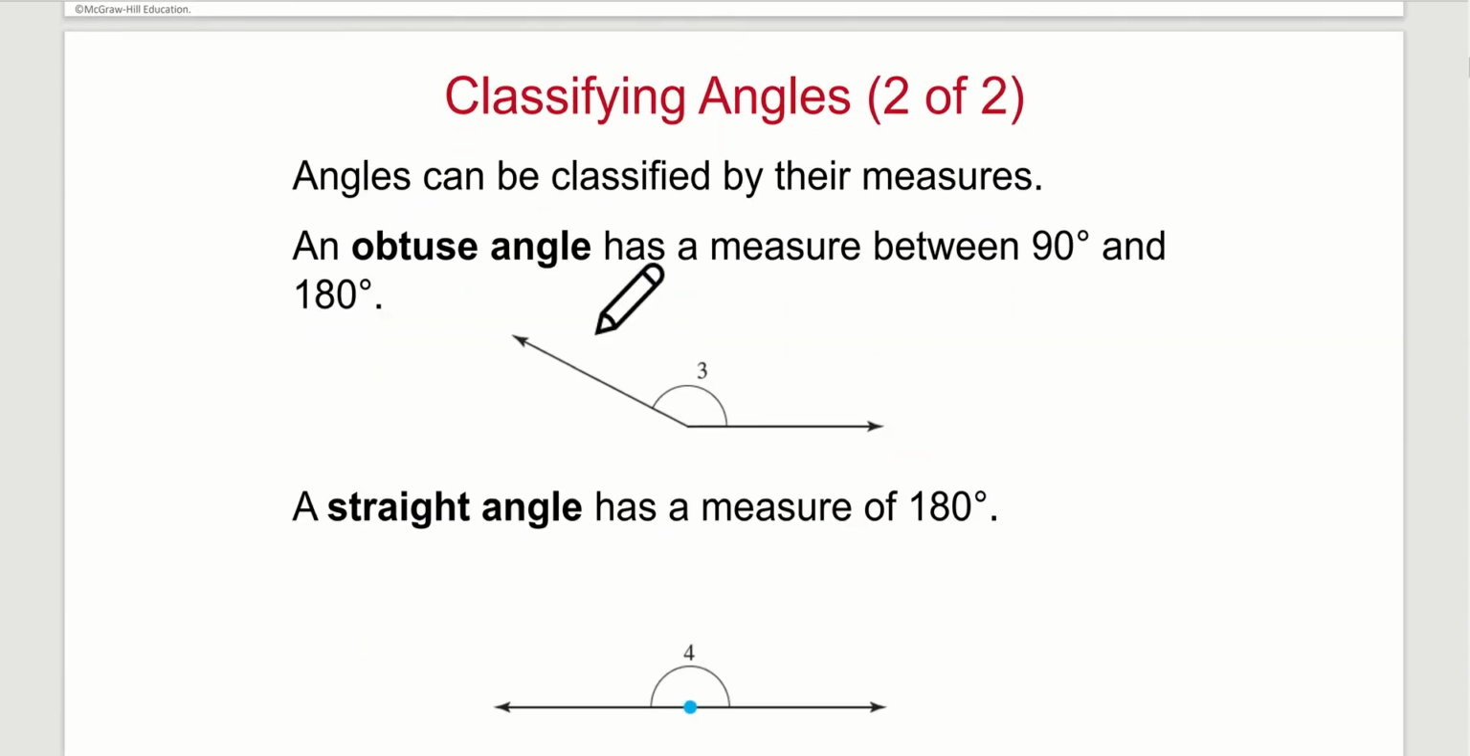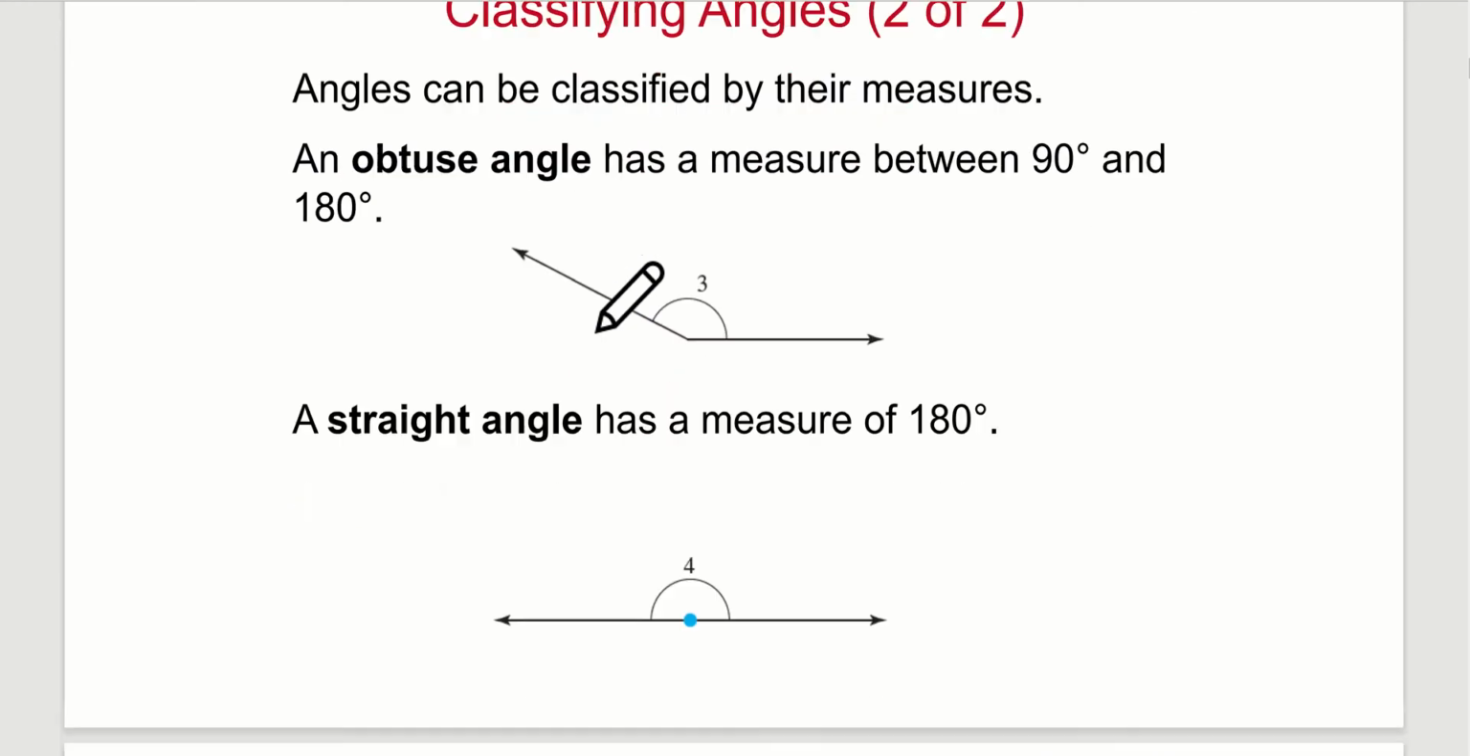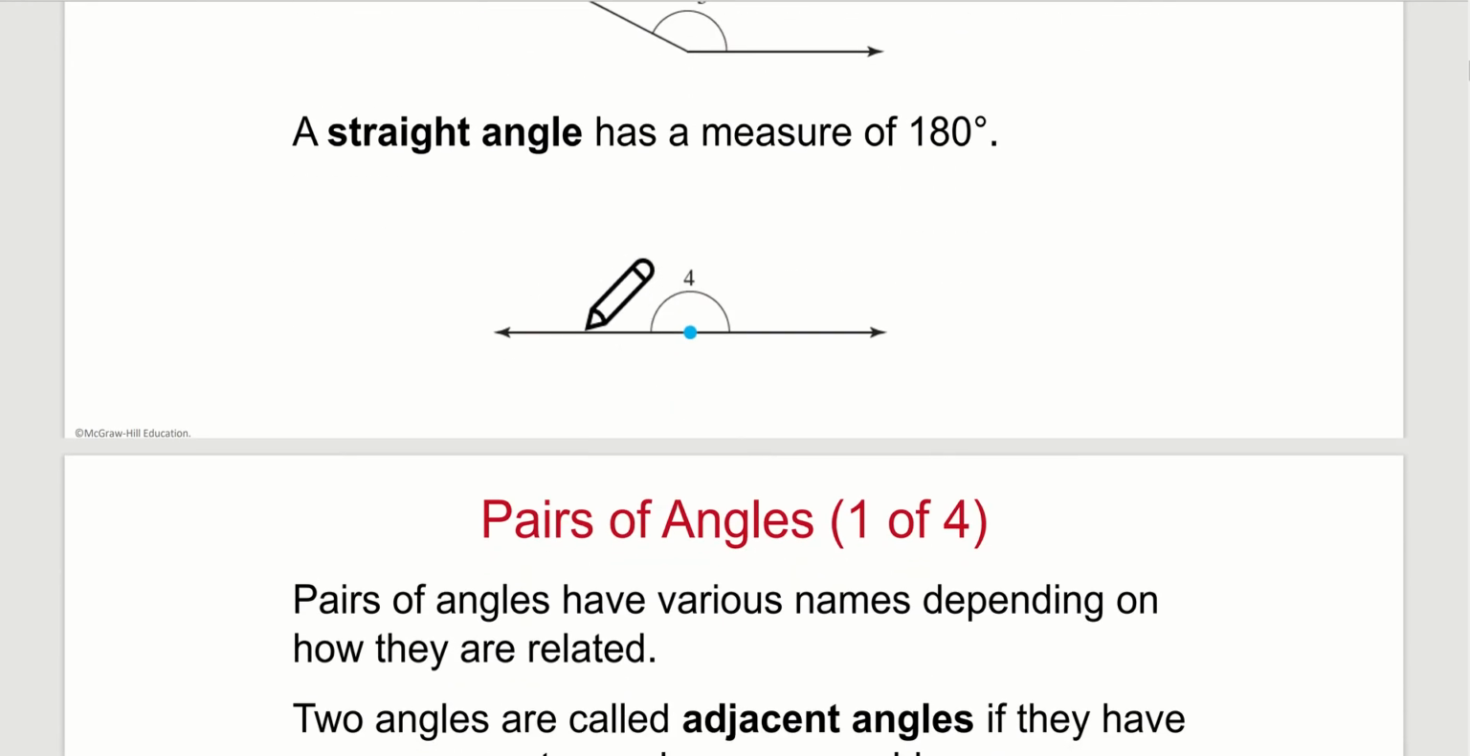We have the notion of an obtuse angle, which is any angle that measures between 90 and 180. And then a straight angle, which you can think of as half of a rotation. A straight angle would form a straight line, and those are going to have a measurement of 180 degrees. So a couple key definitions: acute, between 0 and 90. Right angles are 90 degrees. An obtuse angle measures between 90 and 180. And then a straight angle measures exactly 180 degrees.